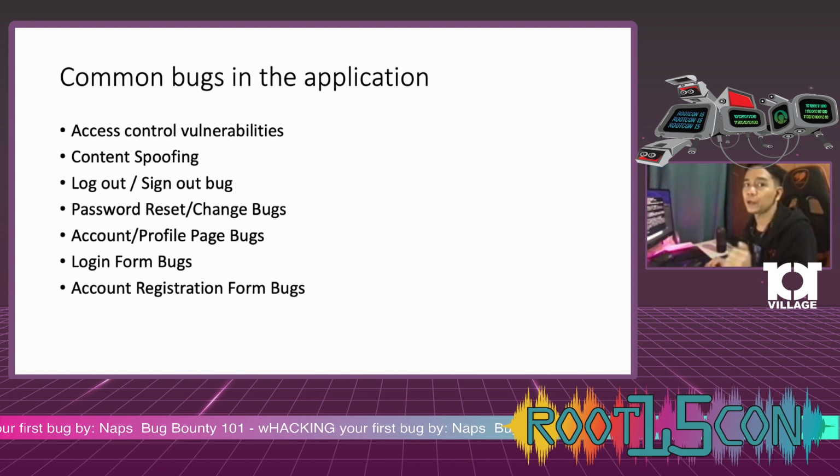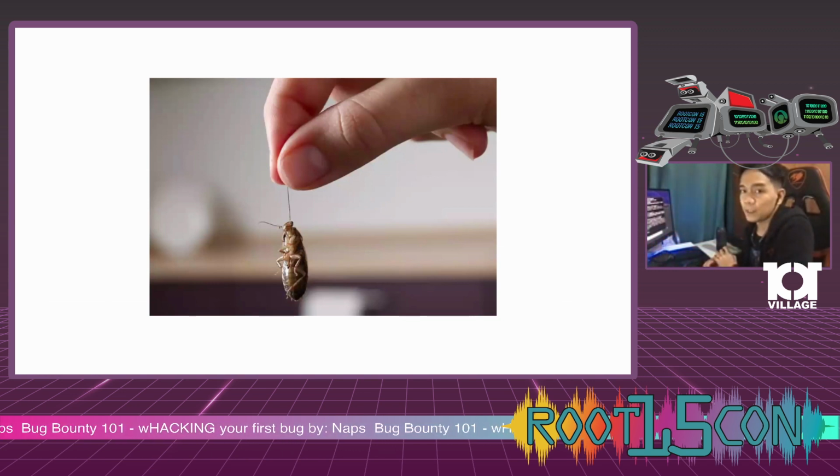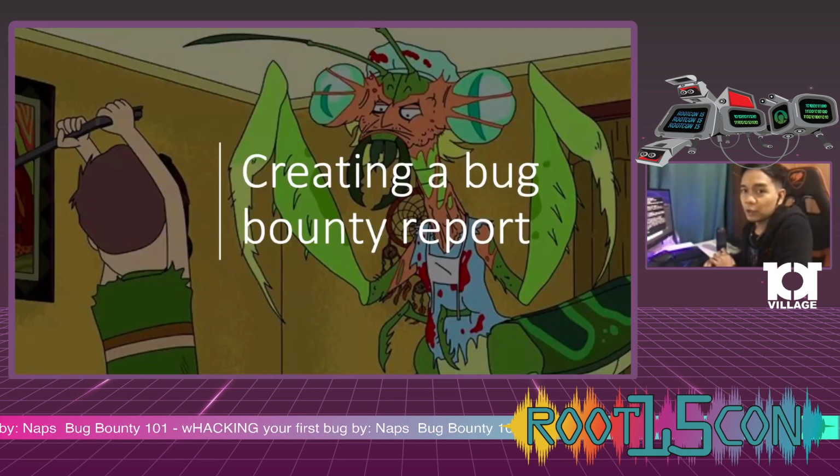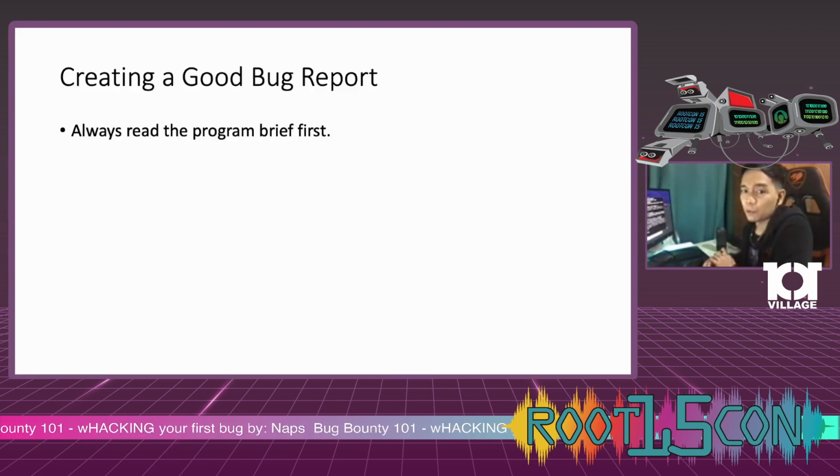So that's for the common bugs in the application. We already discussed the access control vulnerabilities, content spoofing, logout, password reset, account profile page bugs, login form bugs, and account registration form bugs. Now, hopefully this will help you in catching your very first bug. Now, let's move on to creating a bug bounty report.